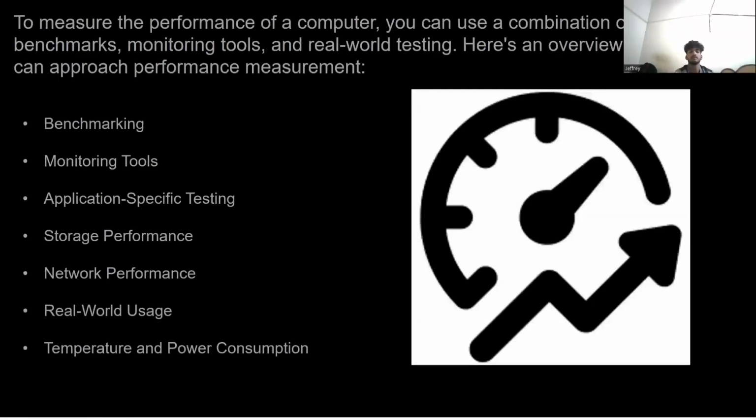To measure the performance of a computer, you can use a combination of benchmarks, monitoring tools, and real-world testing. Here's an overview of how you can approach performance measurement: benchmarking, monitoring tools, application-specific testing, storage performance, network performance, real-world usage, temperature, and power consumption.